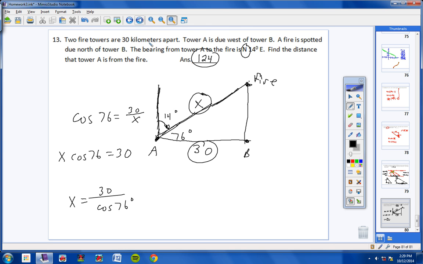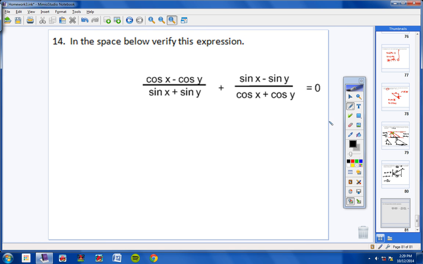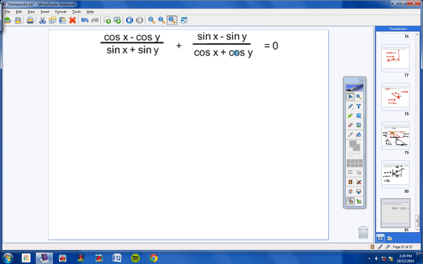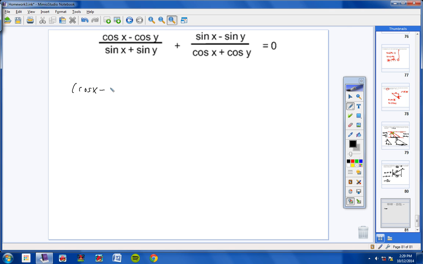Here we go. This was a tough one here, guys, pretty tough. Okay, we're going to get a common denominator first of all, so I'm going to multiply the top times this denominator over here. So I'm going to have cosine x minus cosine y times this over here, which is cosine x plus cosine y, okay, all over my common denominator, which is sine x plus sine y.